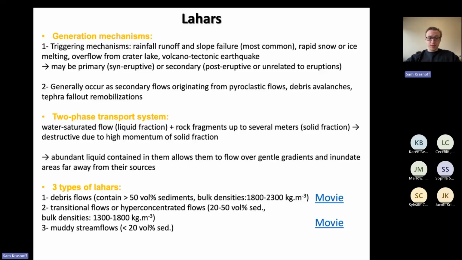So there are mainly three types. For now, we won't show the movies, but there are debris flows, which are at least 50% sediment and are quite dense. There are transitional or hyperconcentrated flows, which are slightly less dense and have slightly less sediment, and then muddy stream flows, which, as it says, are mostly streams, more liquid.